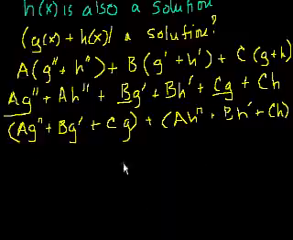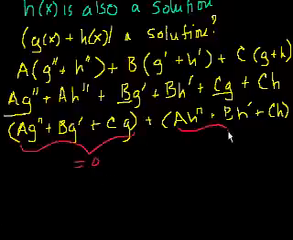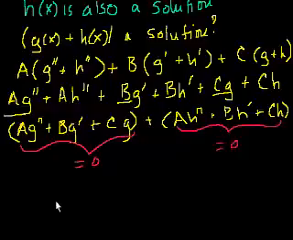So by definition, if g is a solution of the original differential equation, and this was the left-hand side of that differential equation, this is going to be equal to 0. This is going to be equal to 0. And so is this going to be equal to 0. So we've shown that this whole expression is equal to 0.